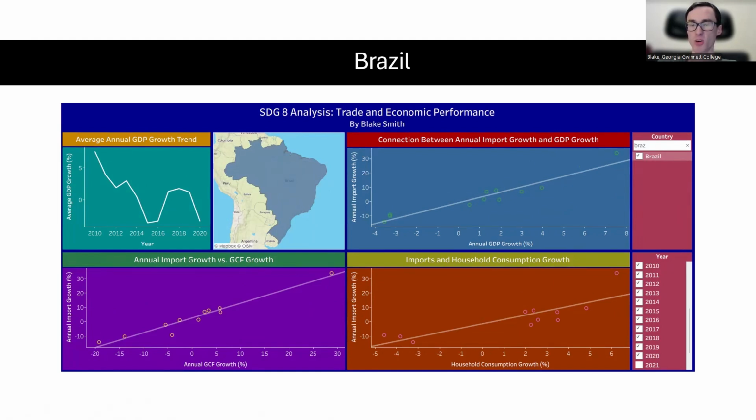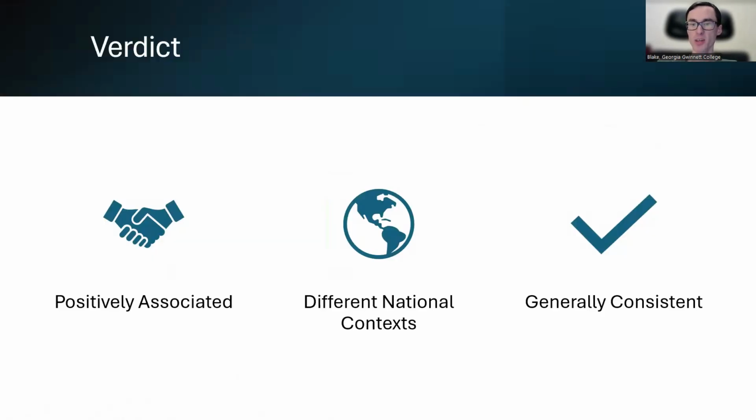As imports growth increases, GDP growth, GCF growth, and household consumption growth also generally increases. Looking at the line chart, we can still see that economic growth changes over time rather than remaining constant. Using the previous three slides, we can conclude that growth in imports is positively associated with growth in GDP, GCF, and household consumption across different national contexts, and this pattern appears to be generally consistent throughout the data.